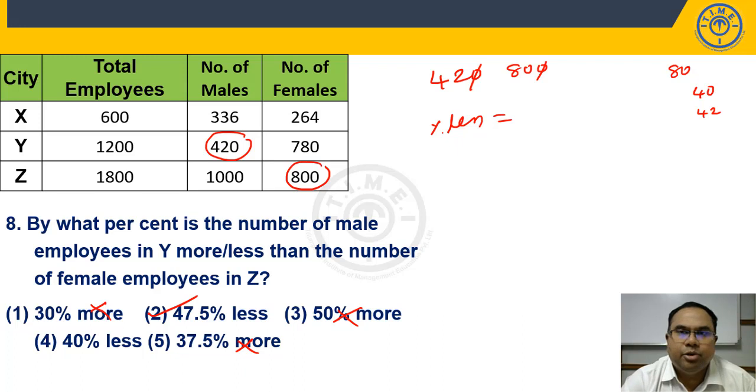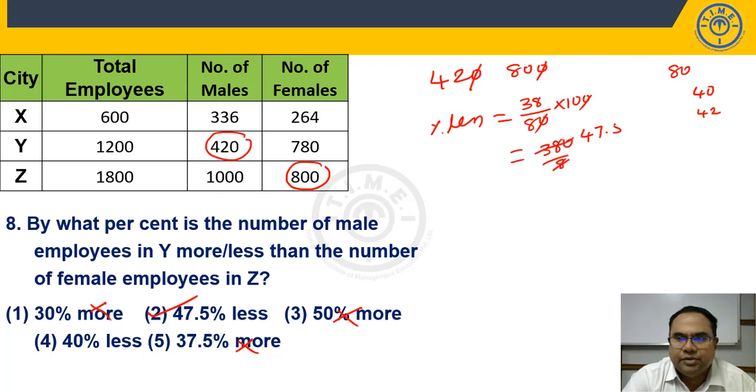We can choose 47.5%. If you want, you can calculate here. So difference 38 by larger value 80 into 100. So 380 by 8. 8 4s are 32, 8 7s are 56. 47.5%. No need to calculate. Directly we can answer.